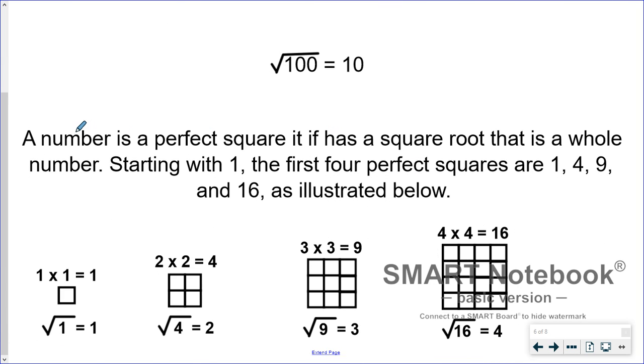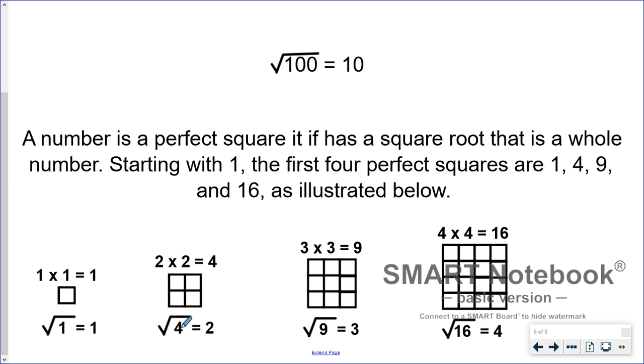Okay? It says a number is a perfect square if it has a square root that is a whole number. So if we start with the number 1, the first 4 perfect squares are 1, 4, 9, and 16, as illustrated before. So let's say, for example, I have a square that has one side times one side. 1 times 1 is 1. Well, what's the square root of 1? The square root of 1 is 1, because 1 times 1 is 1. Here's another one. I got a square here. It's 2 units high and 2 units long, so it's taking like 2 times 2, which is 4.